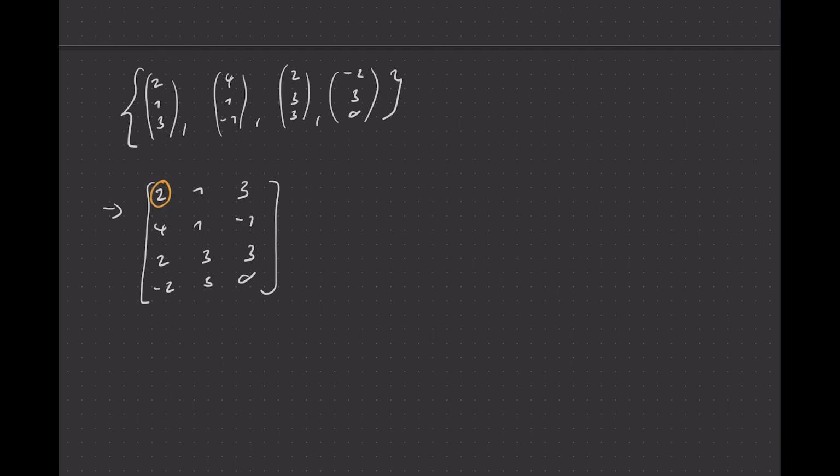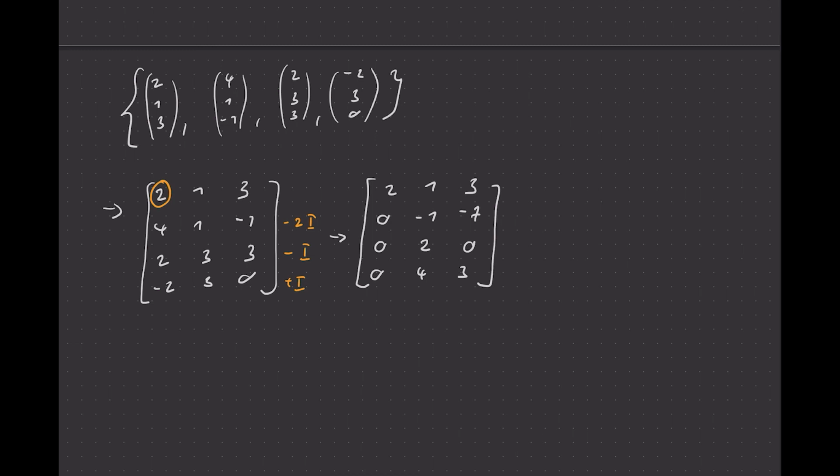This is our first pivot element. We'll subtract the first row twice from the second. We'll subtract it from the third. We'll add it to the last one. And that way we obtain, let's see, 2, 1, 3. Second row becomes 0, -1, -7. That looks familiar. Third row becomes 0, 2, 0. That also looks familiar. And finally we get 0, 4, 3. And you notice we obtained these vectors already.